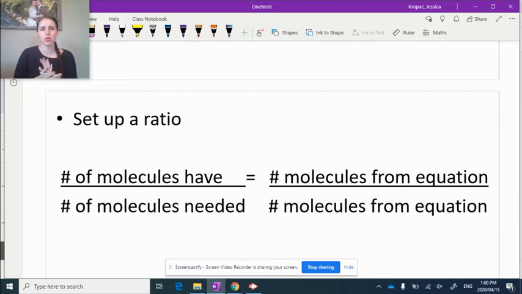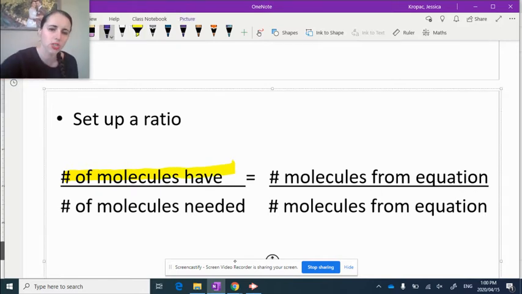So this is going to be your molar ratio, your general setup. Sometimes this can seem a little confusing, so just bear with me for the first example. I'll do 2 other examples after that. It might make a little bit more sense. So what we do is, to set up your mole ratio, you always start with the number of molecules you have. Sometimes I actually like to change this to given.